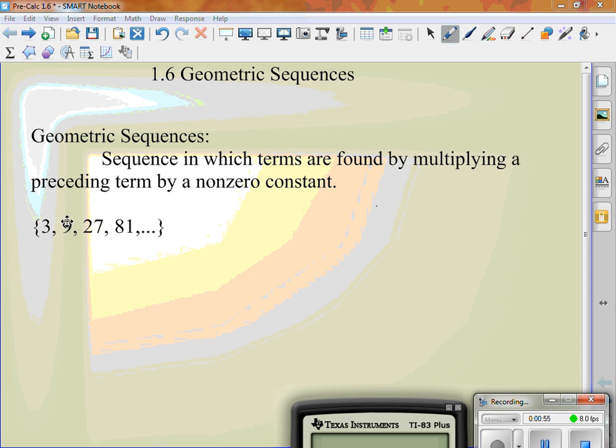Taking u sub 2 dividing by u sub 1, taking u sub 3 dividing by u sub 2, taking u sub 4 dividing by u sub 3. You're dividing each term by the one before it. So for this one, the difference is 3.